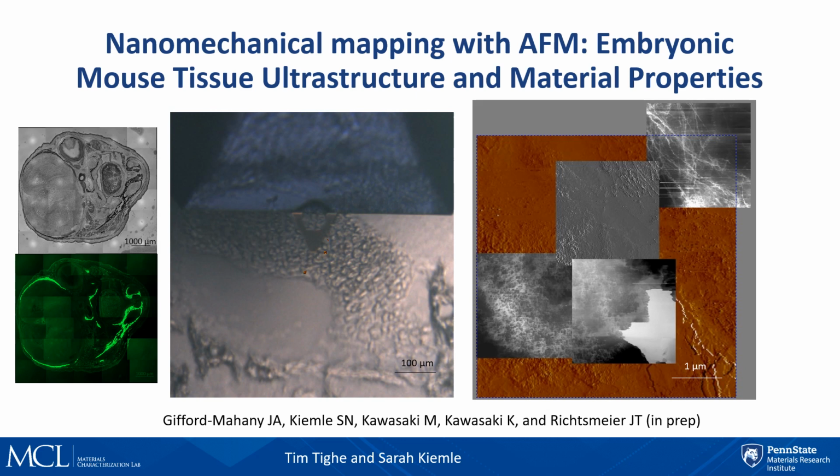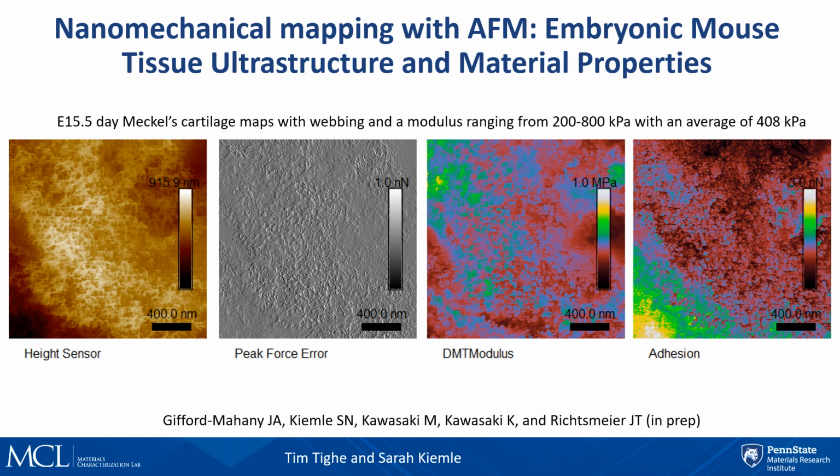So here you have the different AFM topography images, looking at the different kinds of topography of the cartilage. Here's an example of the nanomechanical maps. We have the height map, and you can see webbing of the surface of the developing cartilage. Here's a peak force error that helps you look at the 3-dimensionality with height changes. We have the modulus map and also the adhesion.